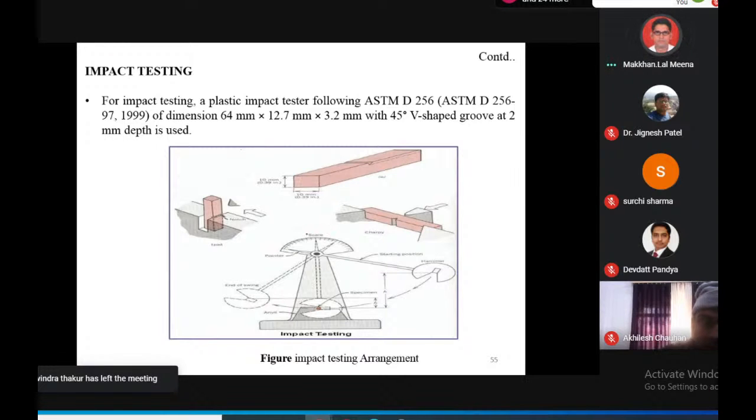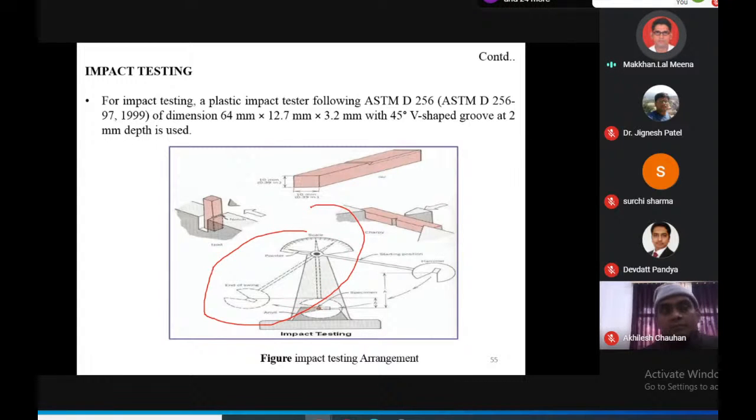We can see this in the figure. The pendulum impact testing machine ascertains the notch impact strength of the material by striking the V-notch specimen with a pendulum hammer, measuring the spent energy and relating it to the cross section of the specimen.